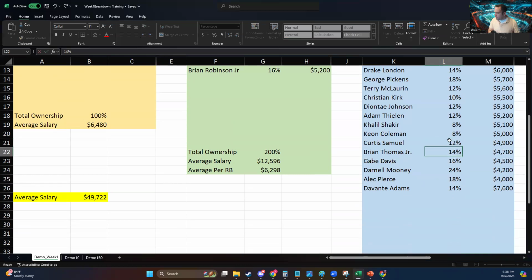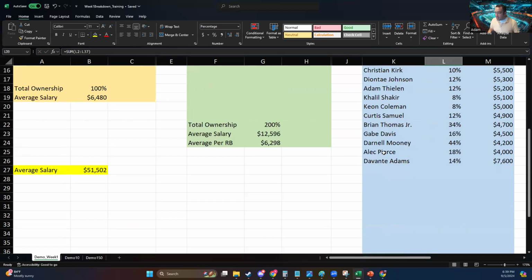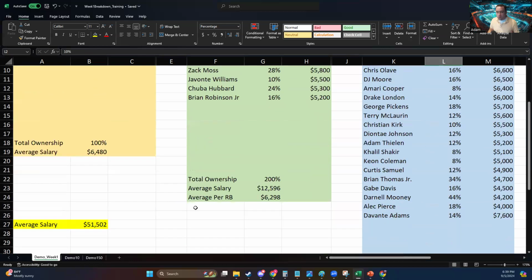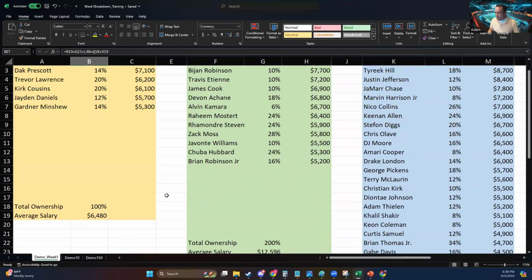And now I'll save Curtis Samuel. Let's bump Brian Thomas 20%. And let's bump Darnell Mooney 20%. Yeah, that sounds good. Oops, Brian Thomas 34. And so I'm back to 400. And you can immediately see, obviously you would rather play CeeDee Lamb than those two guys. But I've got my average salary down significantly.